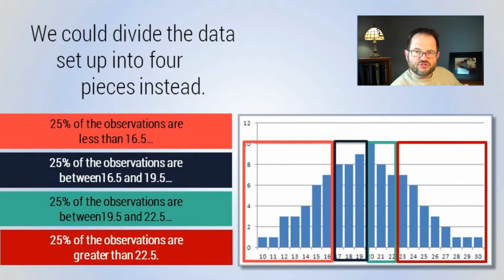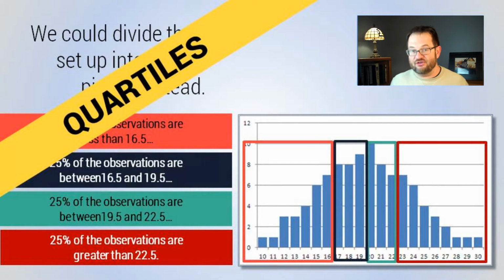They're not of equal size on the x-axis or the y-axis, they're of equal size in the sense of the total area under the histogram. The total number of observations, as it happens, is 25 in each of those. The lowest 25 are in the red box, the highest 25 are in the darker red box, and the other 2 groups are in the black and the green box. This idea of breaking the data set up into 4 pieces is called quartiles. We've just divided the data set into 4 quartiles.